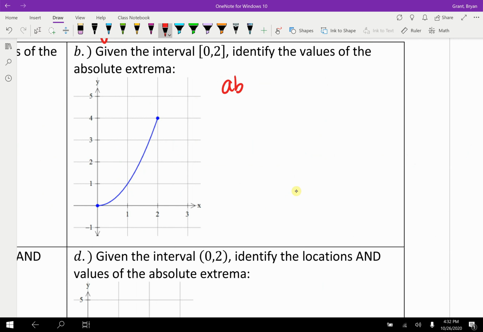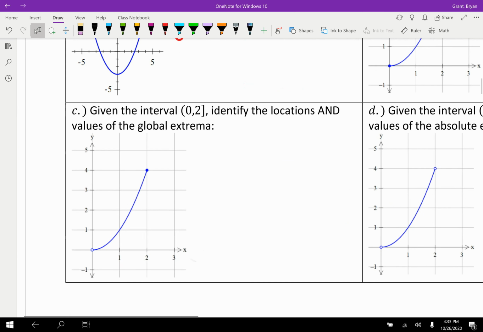If I wanted to find the absolute max versus the absolute min, there's nothing too bad here. It looks like the highest this graph ever gets is a value of 4, and the lowest the graph ever gets is a value of 0. Cool. Easy peasy. Moving on.